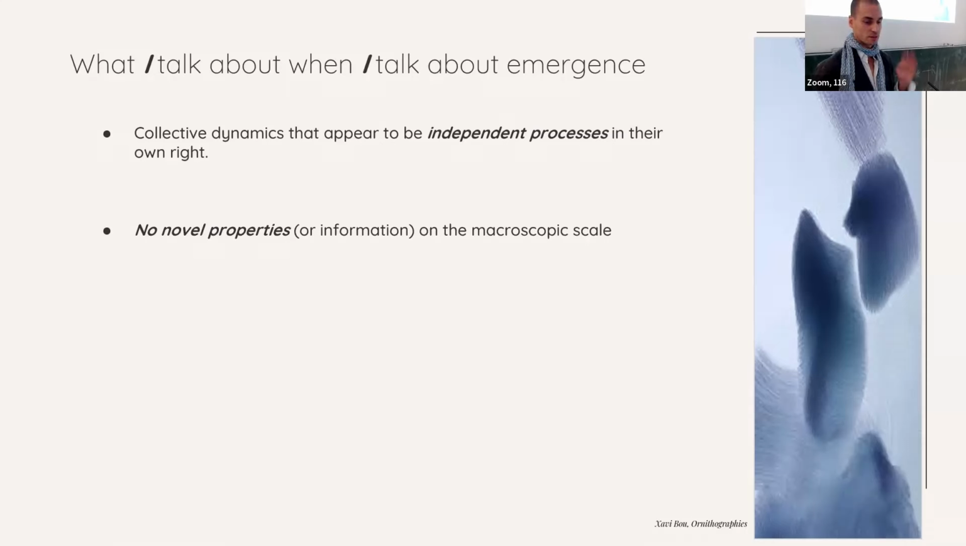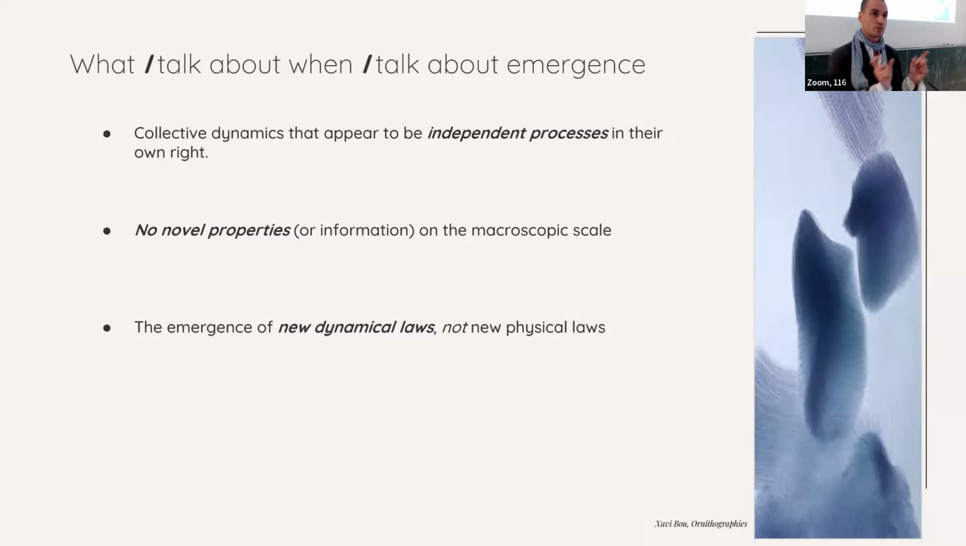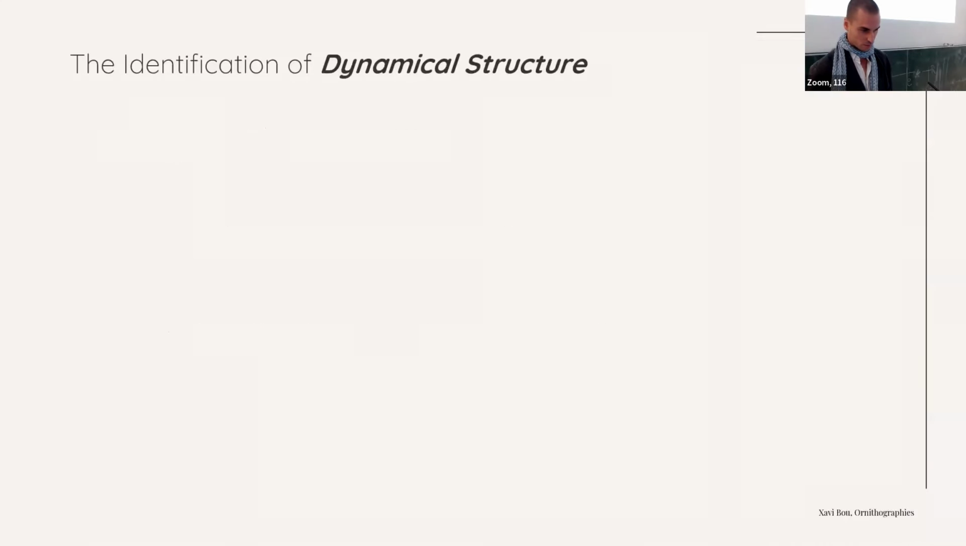So the idea is that there are no new properties or information on the macroscopic scale, and that this is the emergence of new dynamical laws rather than new physical laws. And I think that's important because, as you'll see, the measure is one of dimensionality reduction. I hope that will make sense as we go on.